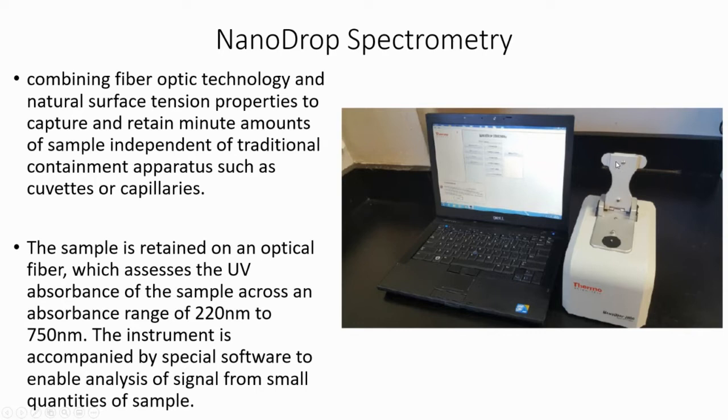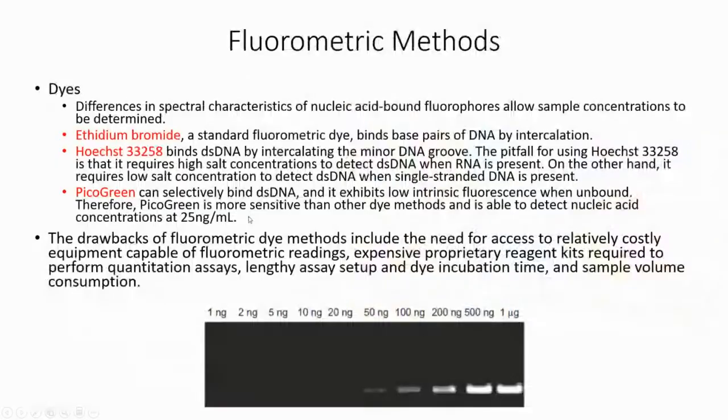Then they can determine the concentration. They can determine the A260 reading, A230 reading, and A280 reading. All right, because they use the sample's surface tension to stay on the tip here, so that you can evaluate the absorbance. That's nanodrop.